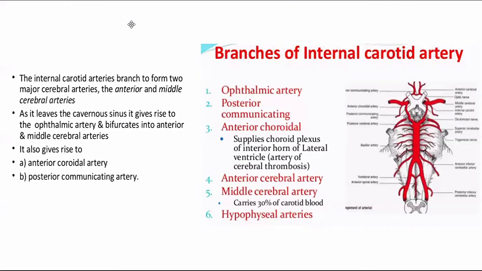Now we have the middle cerebral artery, which carries 30% of the carotid blood. So look at this picture again. We have your vertebral artery, your basilar artery. We have here your anterior choroidal artery, and your middle cerebral artery. This is the largest branch of your internal carotid. You will encounter this picture a lot more later.